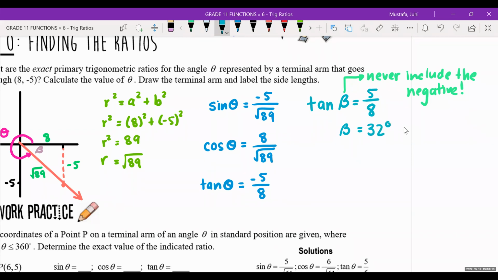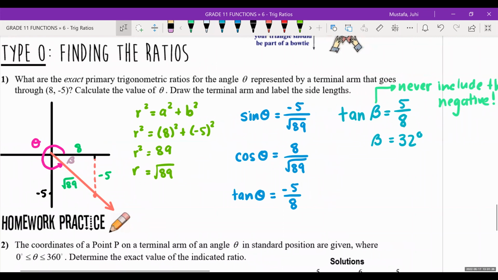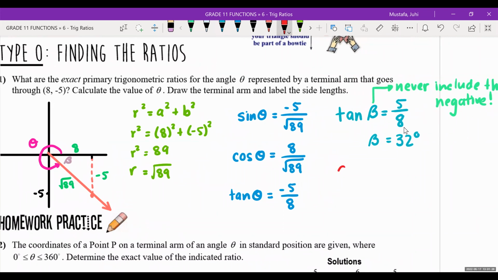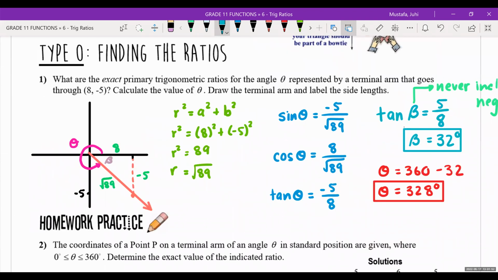Okay, we're not done. We've just figured out beta. Can we figure out theta if we know what beta is? And what's the calculation to do that? Excellent. So theta is going to be 360 degrees minus 32. And that's going to give me an angle of 328 degrees. So our theta is equal to 328. Our beta is equal to 32 degrees. And our 3 primary trig ratios are there, and our diagram is there.